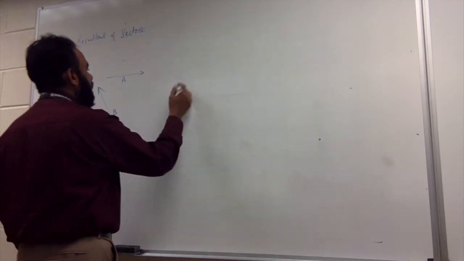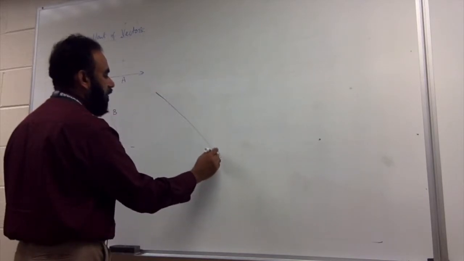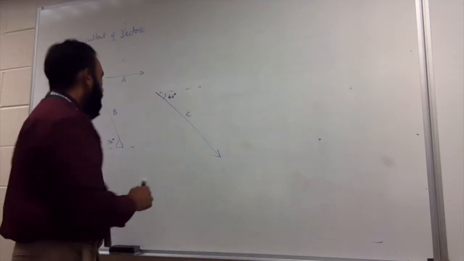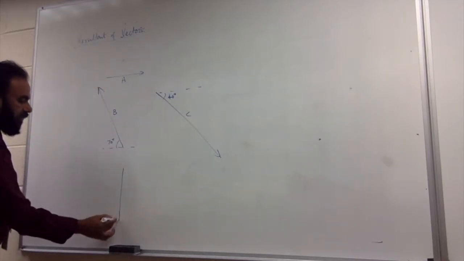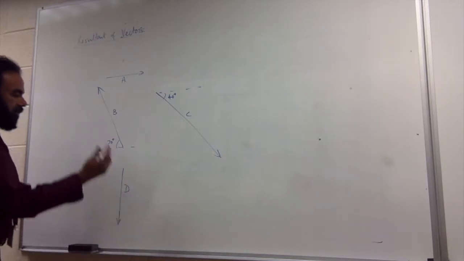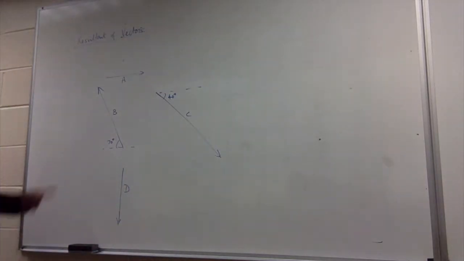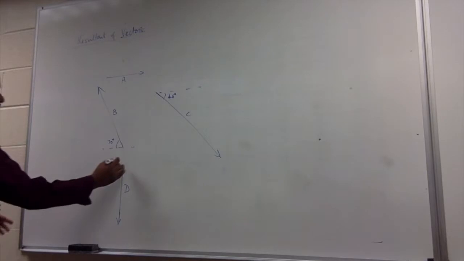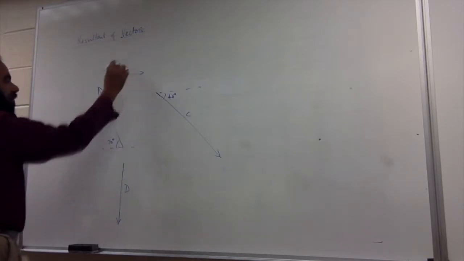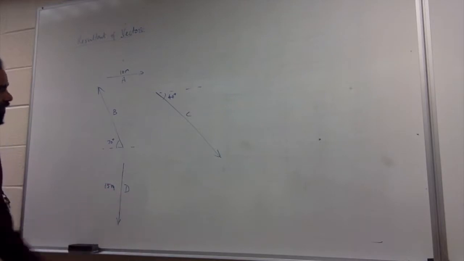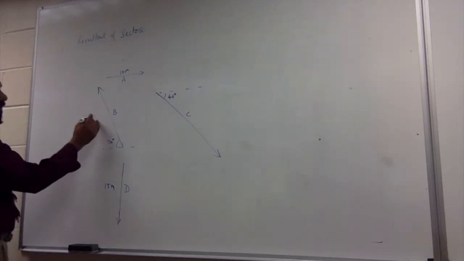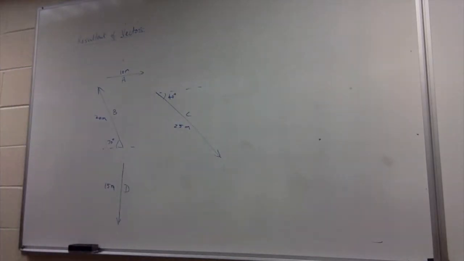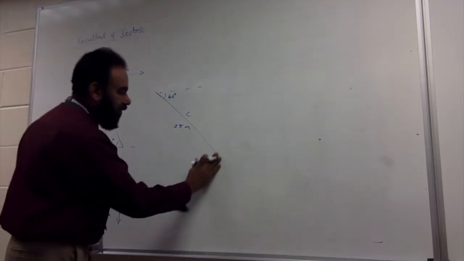And here is a vector C at an angle of 40 degrees. And here is a vector D, straight down. So I gave you 4 vectors. Now let me put some numbers here so you'll have some references. Suppose I call this 10 meters, and I call this 15 meters, and I call this 20 meters, and this is 25 meters. Approximately to scale. Okay? This is approximately to scale.